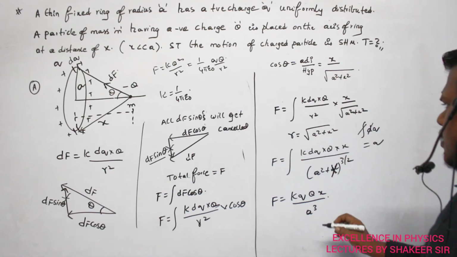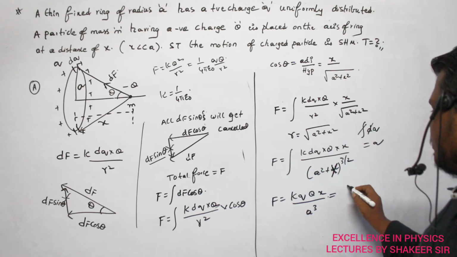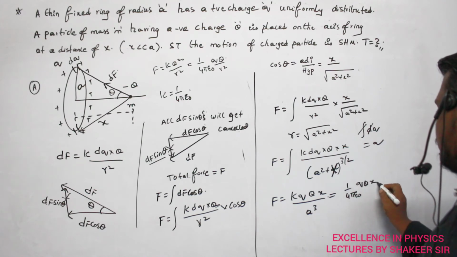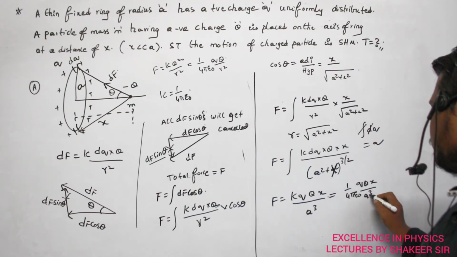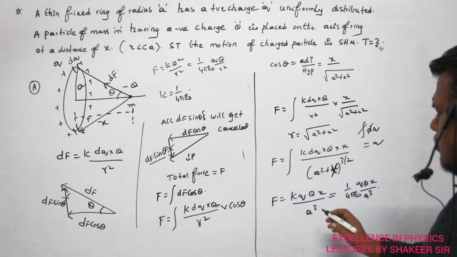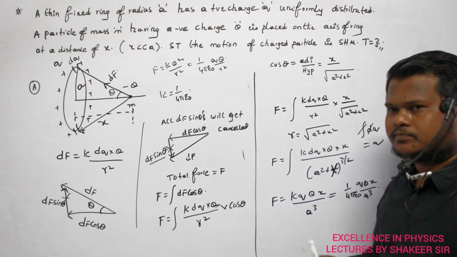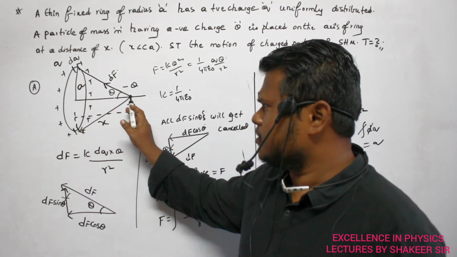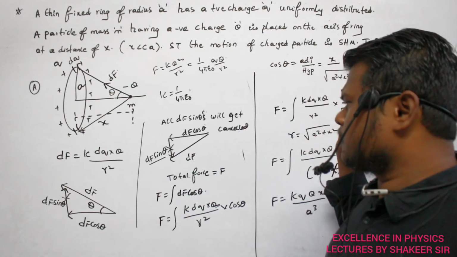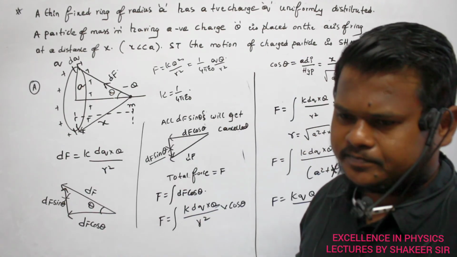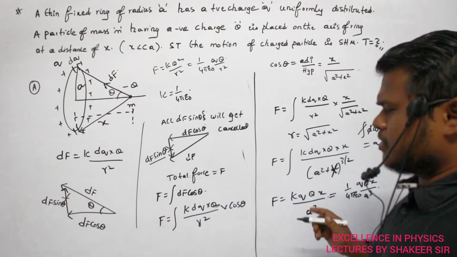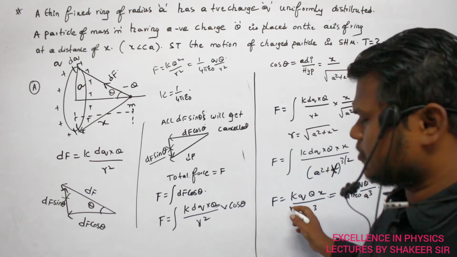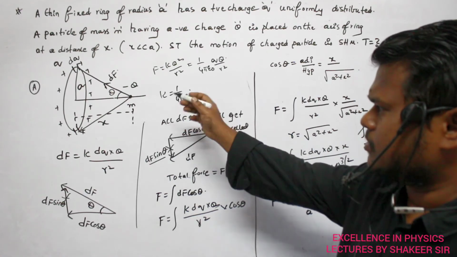Are you able to understand? And what is the k value? K is 1 by 4 pi epsilon naught. So F is 1 by 4 pi epsilon naught q into capital Q into x divided by a cube. This is the result which I got. Clear? What is this F value? This is the force of attraction between the ring and this negative charge minus q. To calculate this force, we have done all this calculation. So this force will serve as the restoring force on the body, or this force is responsible for producing simple harmonic motion in that negative charge.